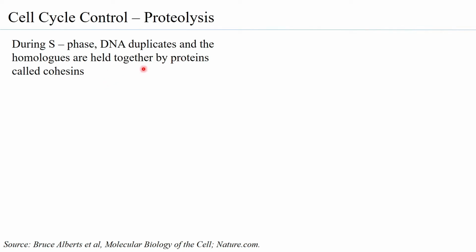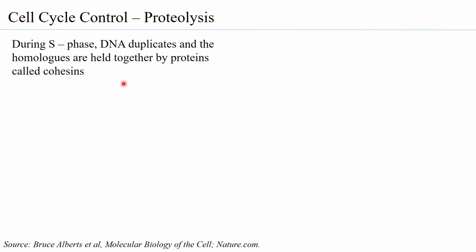Now what happens is that once you have the replication done, the pair of homologous chromosomes, that is the sister chromatids, are actually held together. They are held together by certain proteins called cohesins. Here a question comes up: why do you need to hold the sister chromatids together? Because eventually, when you want to go into mitosis, you need the two sister chromatids to condense together, and then you have to pull them apart.